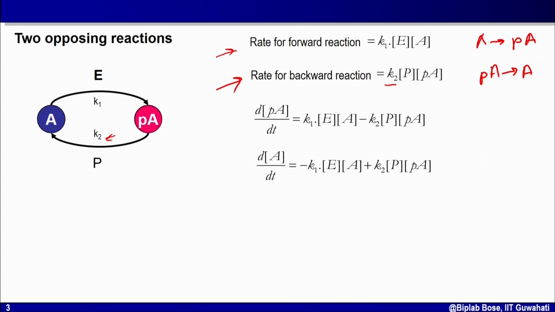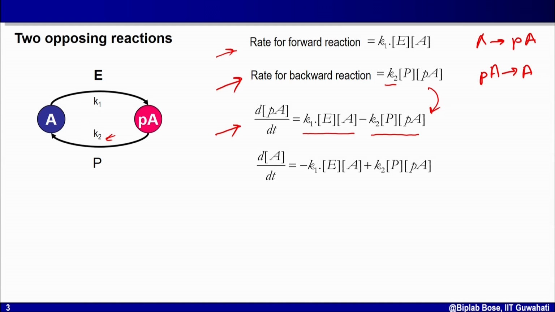then I get the ODE for both the variables, that is for PA and A. So the rate of change in concentration of phosphorylated A, dPA/dt, is equal to, the first term is from the forward reaction because the forward reaction is forming PA. So that is K1 into E into A, minus the backward reaction, because the backward reaction is removing PA and creating A. So the minus sign is there, and the rest of the term is similar to what I have got here for the backward reaction, that is K2 into P into PA.